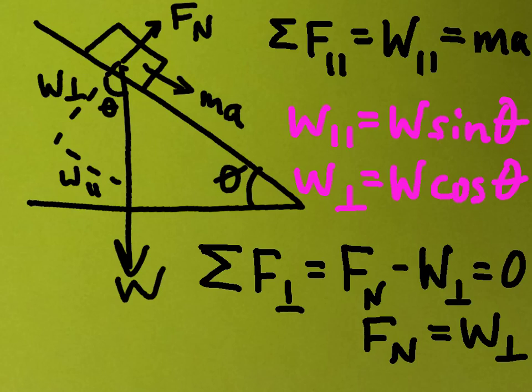The parallel and perpendicular components of weight are calculated as weight times the sine of theta for parallel and weight times the cosine of theta for perpendicular.